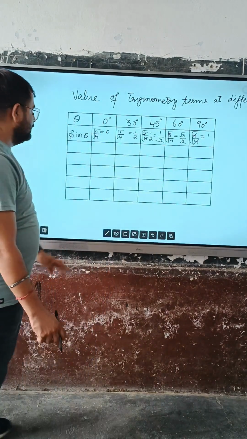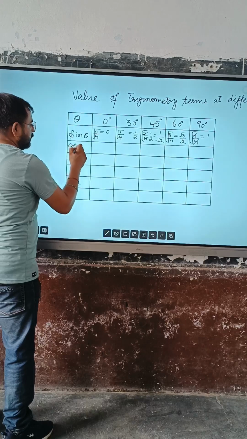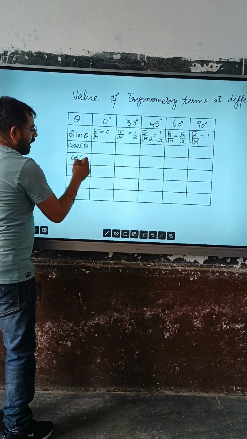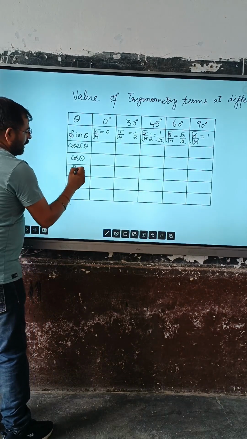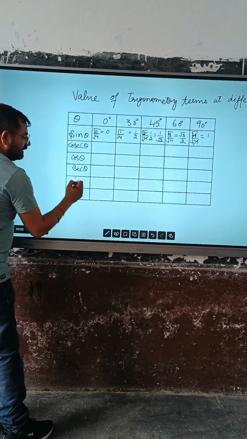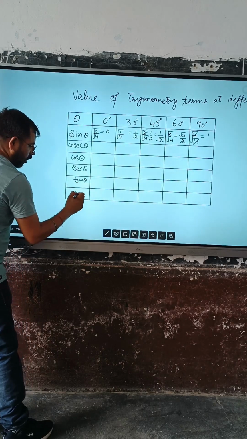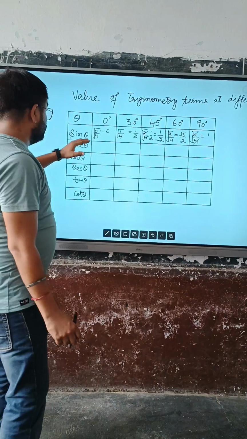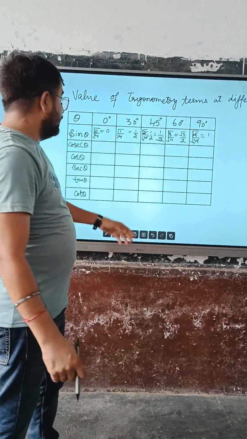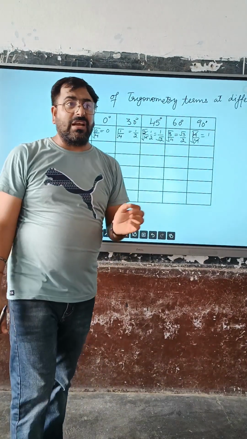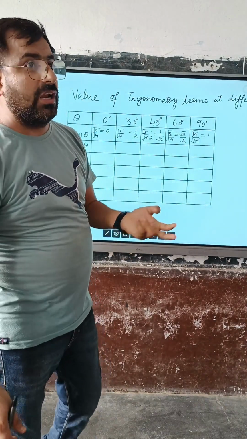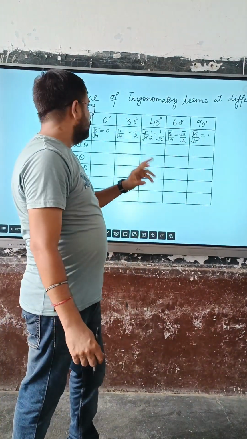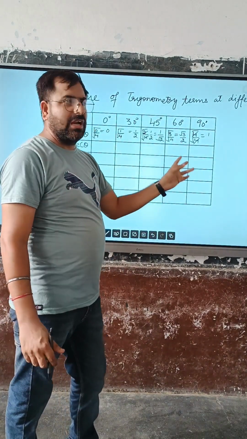Now after that we will write the values of cosecant theta, and next again cos, next secant, next tan and cot. So the values of cosecant at different angles: we know that sine is the reciprocal of cosecant and cosecant is the reciprocal of sine. So we use the same concept and find the values of the cosecant at different angles.